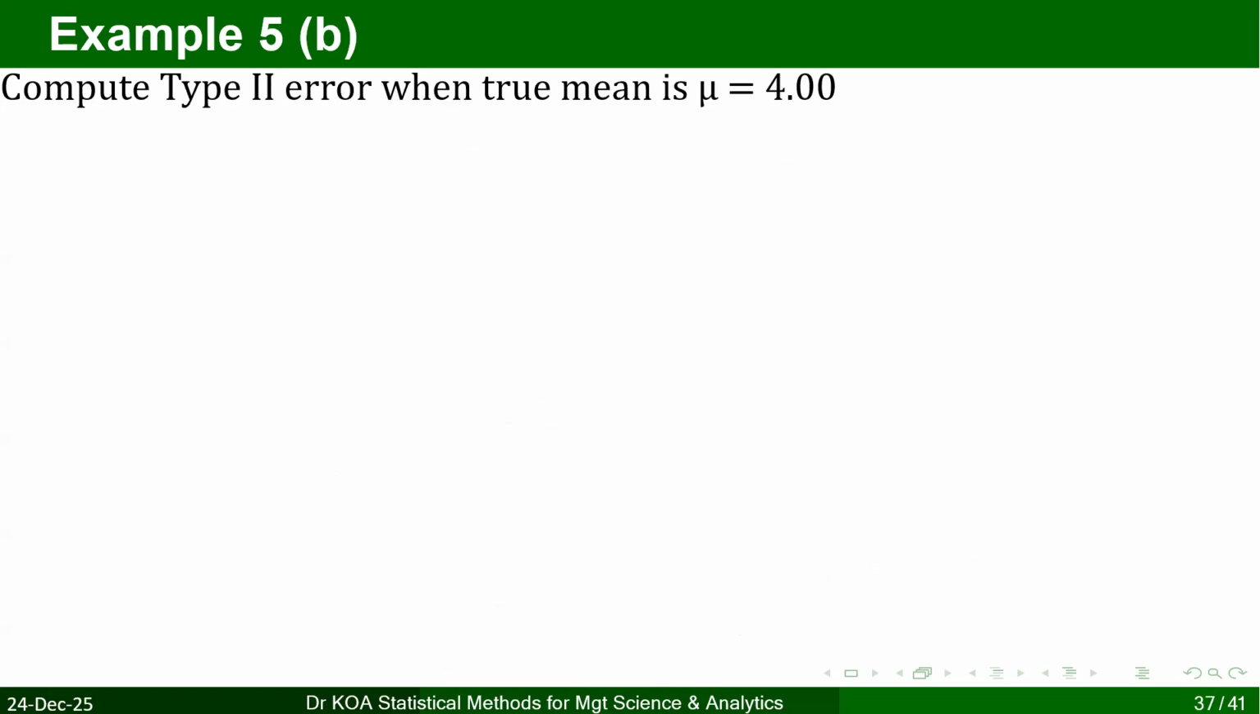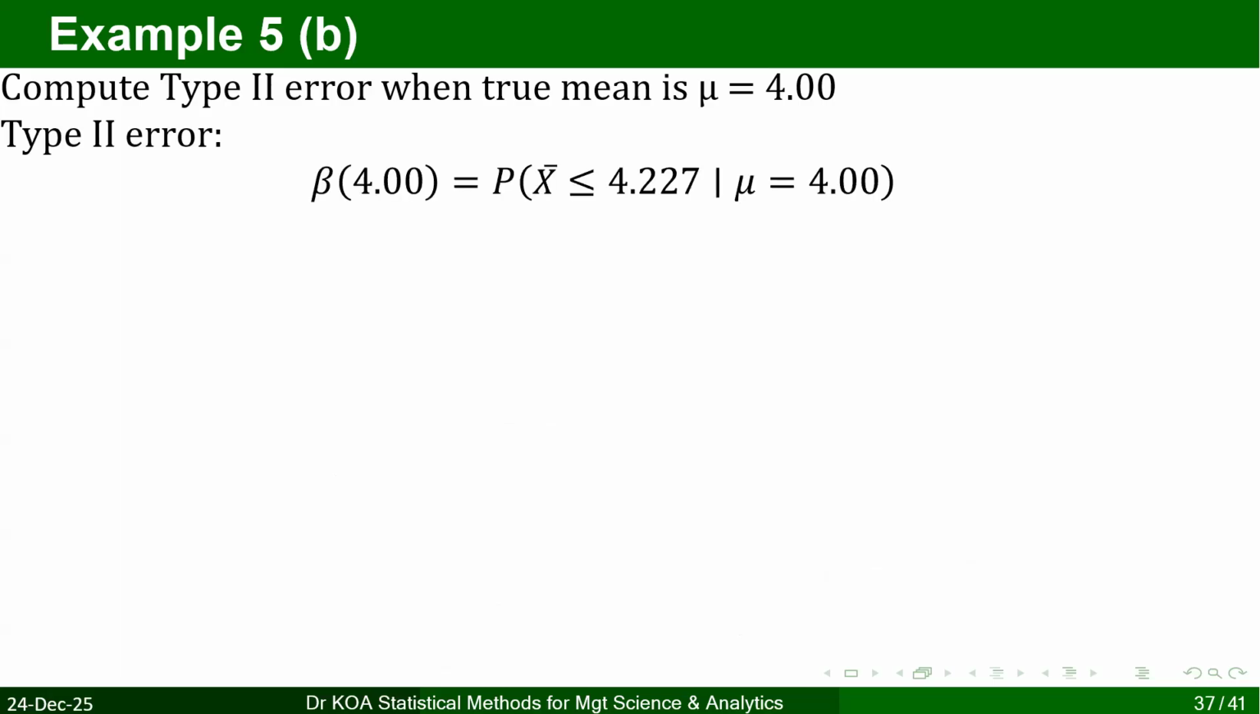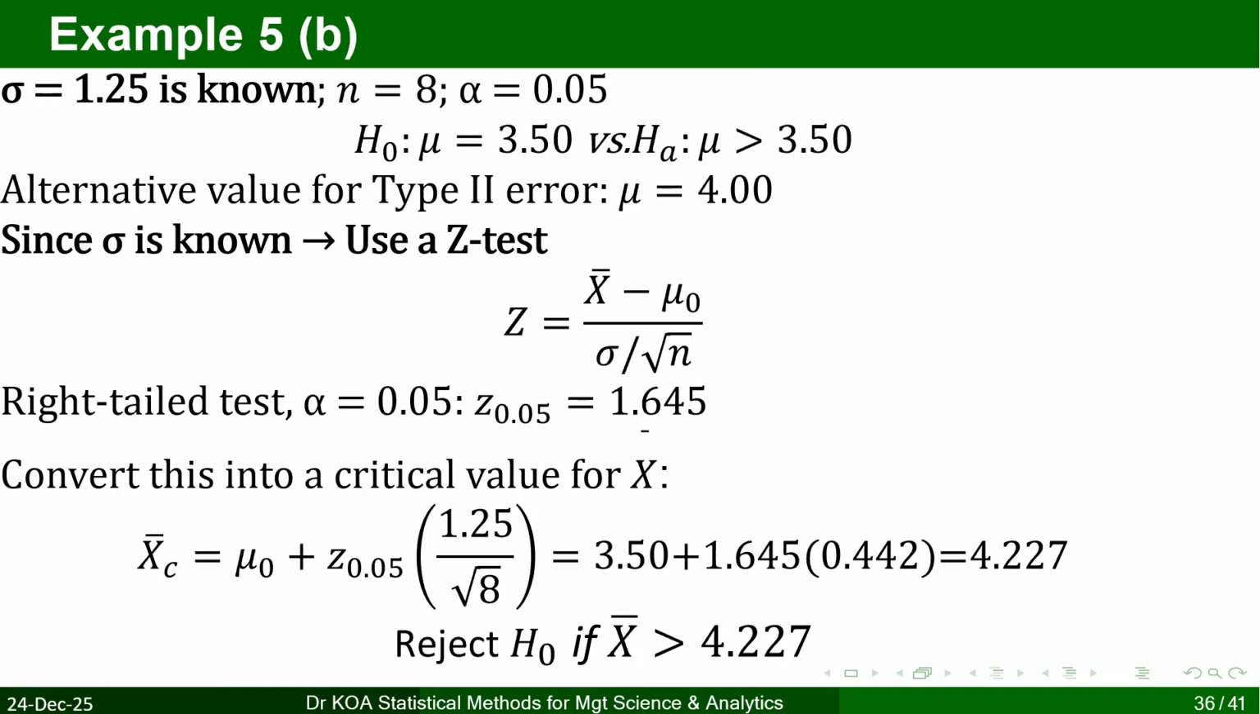Now, we have to compute the type 2 probability when the mean has already been given. Type 2 probability is given by this, but we are using it with its new mean, which is 4. Type 2 probability is given by X less than or equal to 4.22. Why? Because it comes from the formula that we were originally given from here.